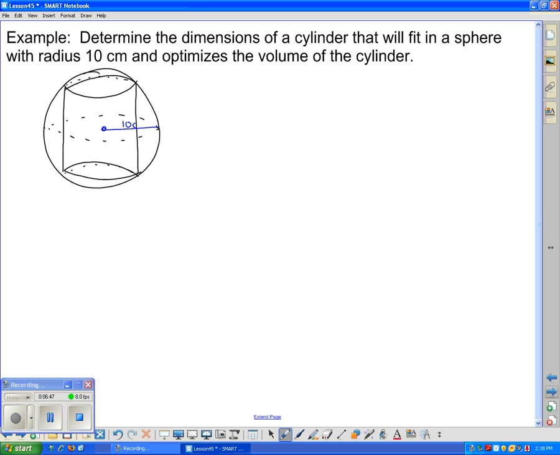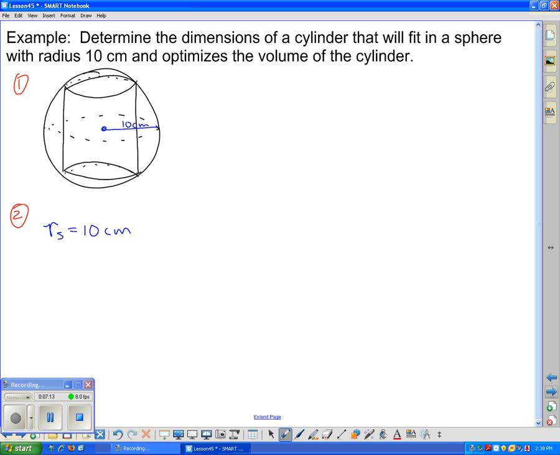So there's the radius of 10 centimeters. We want to optimize the volume of the cylinder. Stage 1 is the picture, and we're going to revisit it because it becomes very important for us. Stage 2 is the constraint equation. Our constraint equation here is simply the radius of the sphere is 10 centimeters.